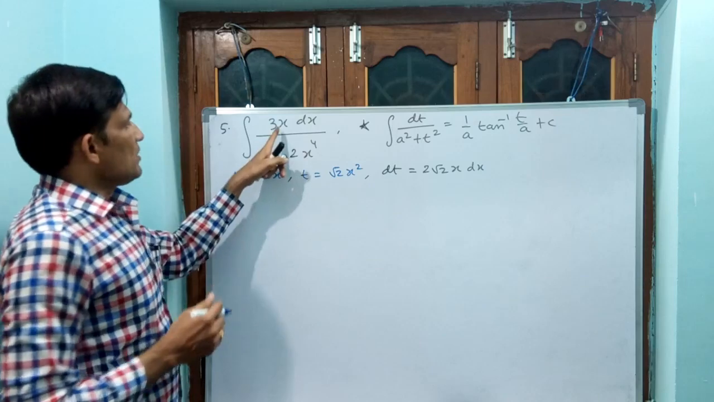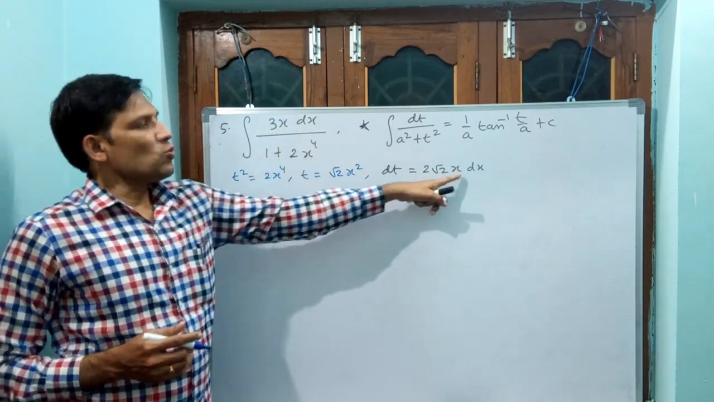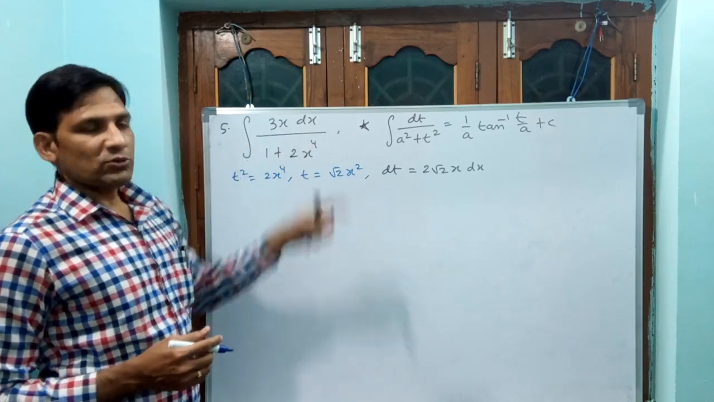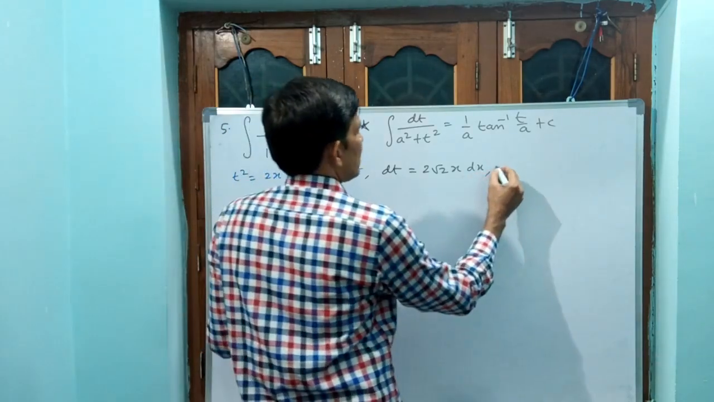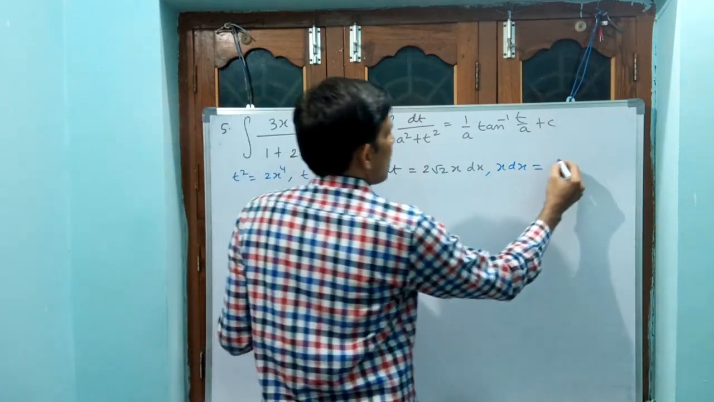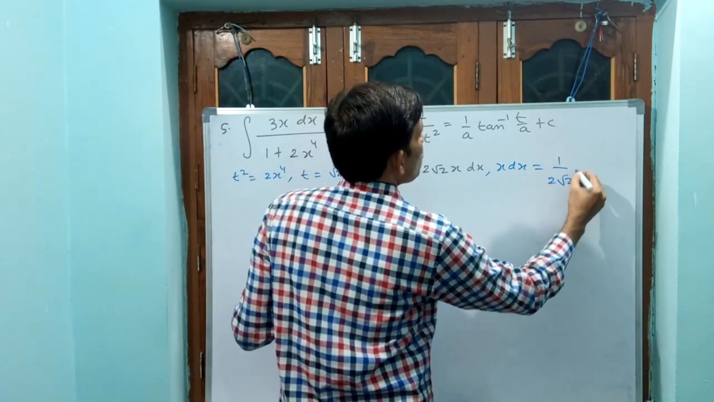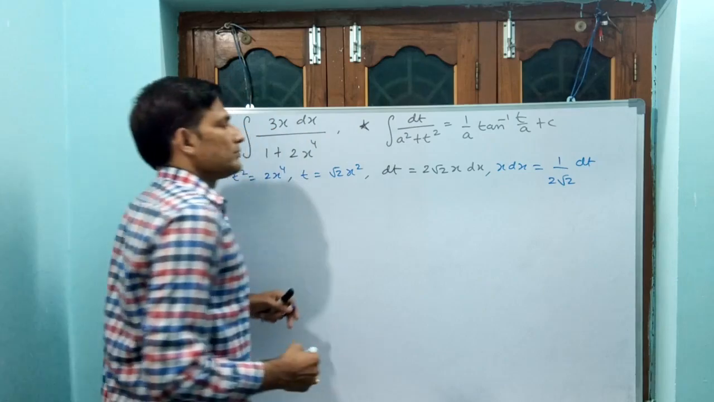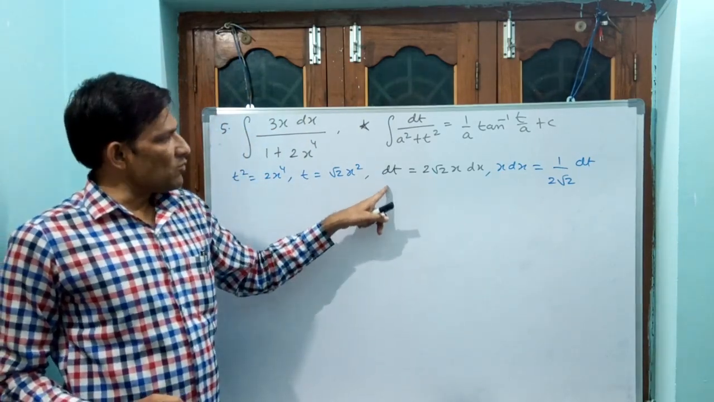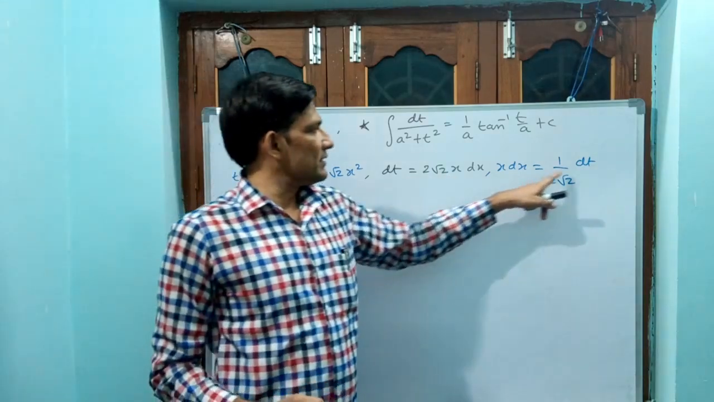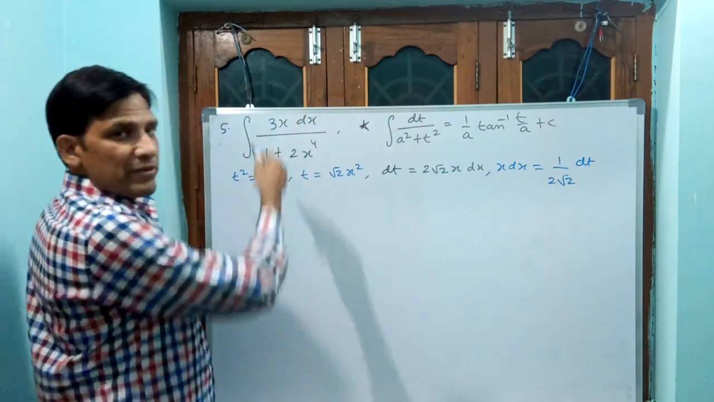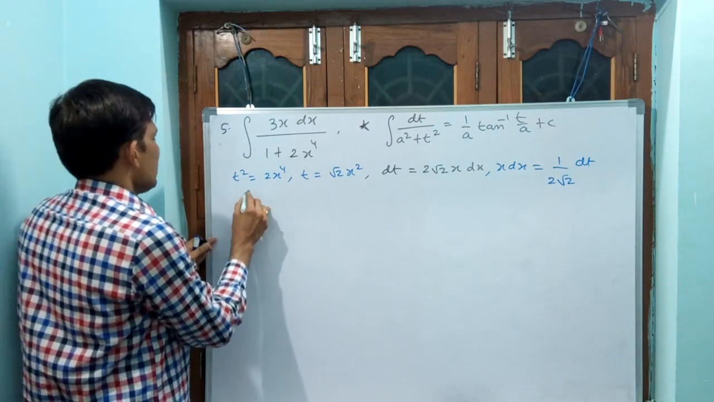You see here 3x dx is there, not 2 root 2 x dx. Then you take 3 outside, and only x dx you take. See what I am doing. x dx is equal to 1 by 2 root 2 dt. This 2 root 2 goes to the denominator: dt by 2 root 2 is equal to x dx. Okay, now you rewrite. You see how I am rewriting this question.